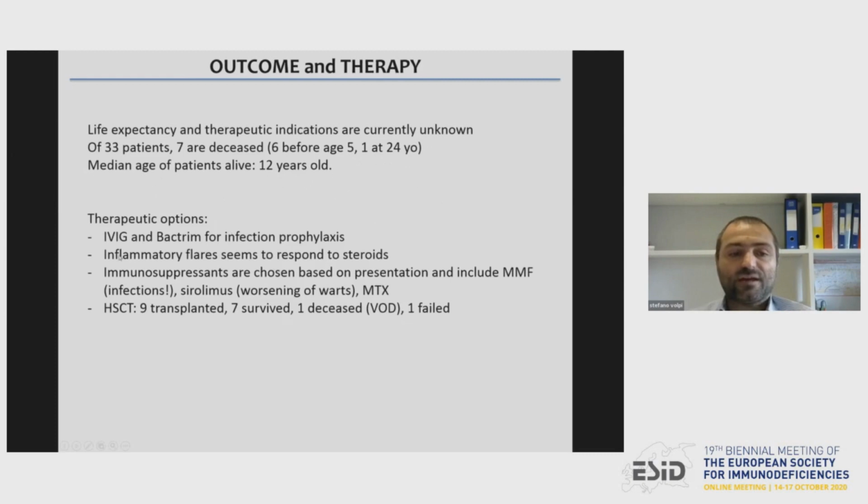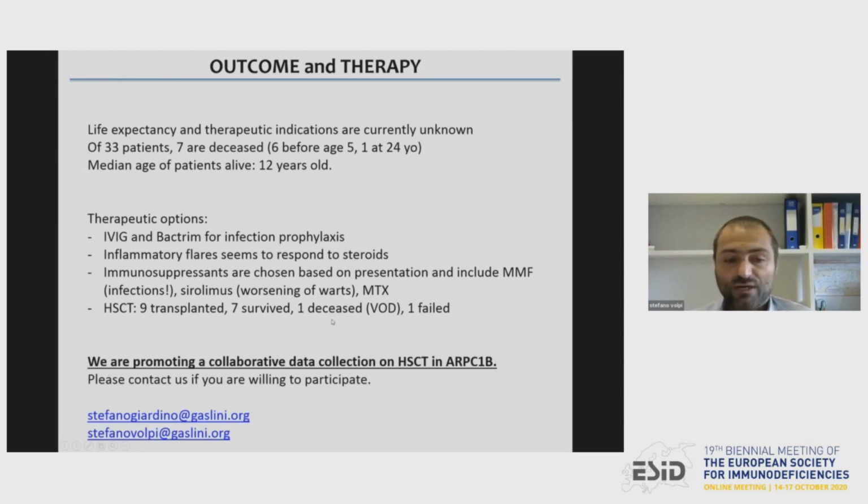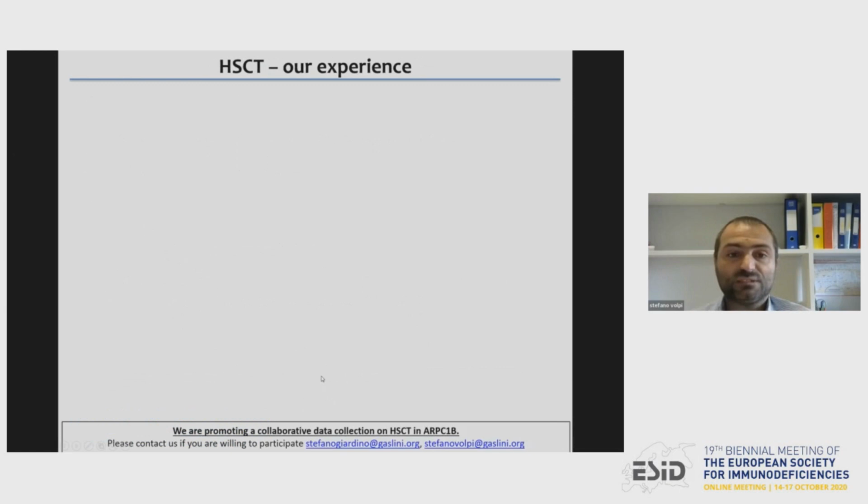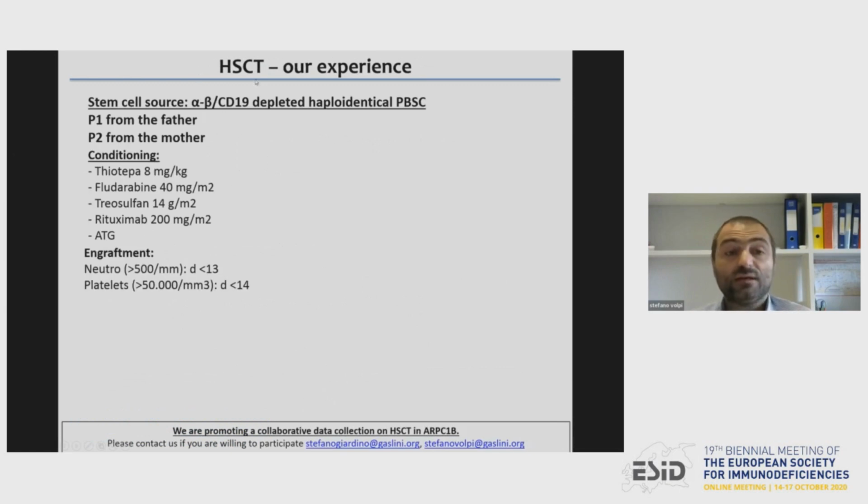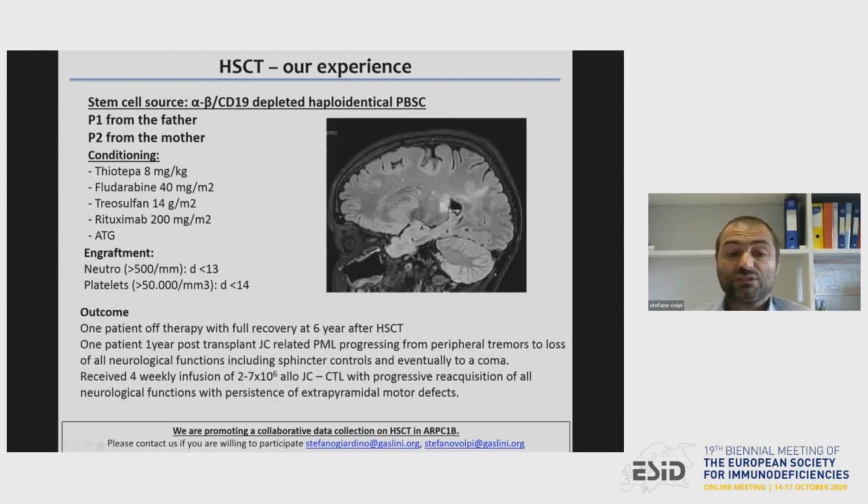IVIG and Bactrim are important for infection prophylaxis. They tend to require steroids or immunosuppressants for autoimmunity and inflammation. Several patients have been transplanted, but we don't know the outcome of this. Please, if you are willing to collaborate, our BMT group, Stefano Giardino, is trying to collect data on that. Our experience is on our 2 patients that have been transplanted with haploidentical alpha beta CD19 depleted cells. Both patients recovered. One patient 6 years after transplant is doing well.